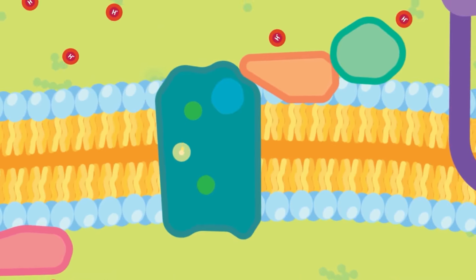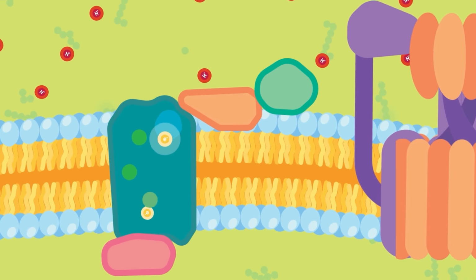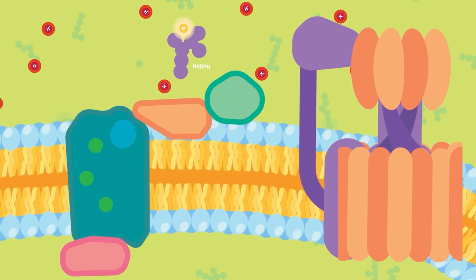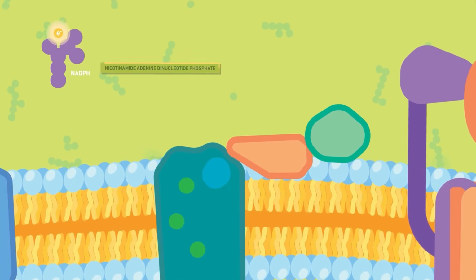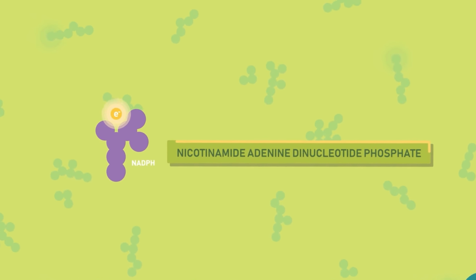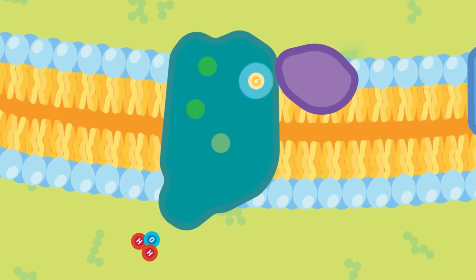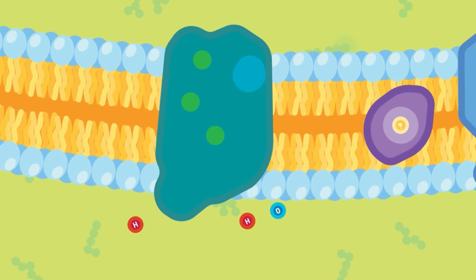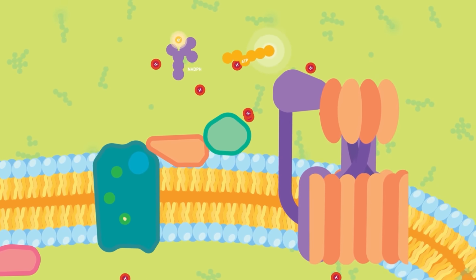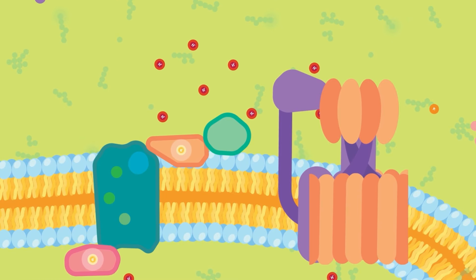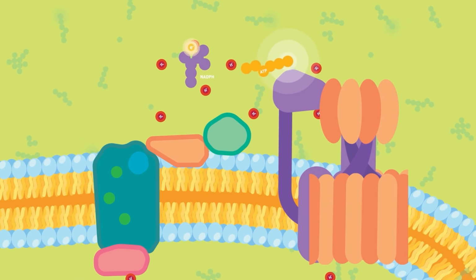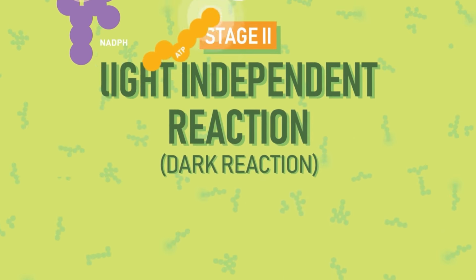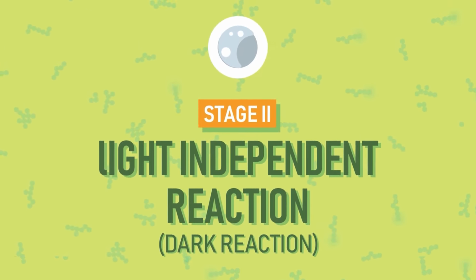The electrons going through the electron transport chain eventually end up combining with NADP+ to form NADPH, another energy-rich molecule that will be used later. Thus, the result of the light reaction is the production of oxygen released from the leaves, ATP and NADPH. The main difference between ATP and NADPH is the amount of energy they release. Stage 2. Light independent or dark reaction.